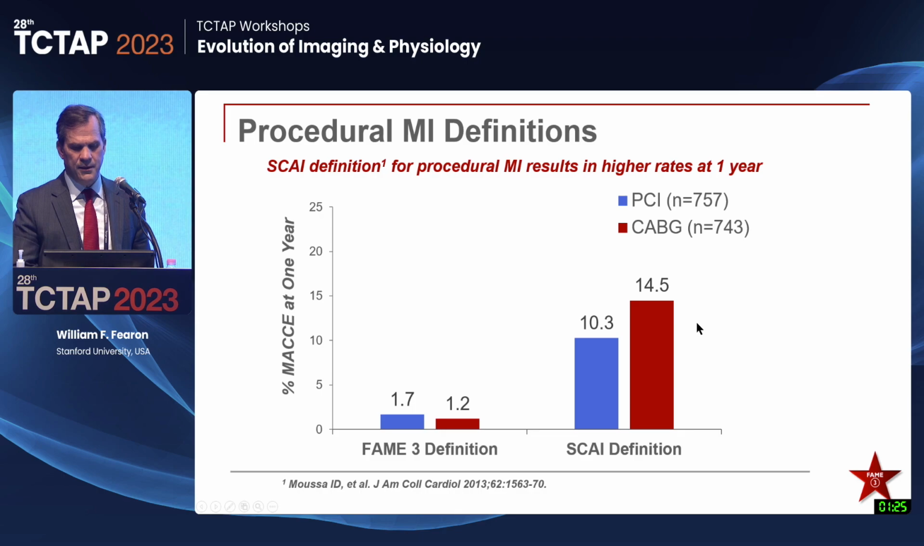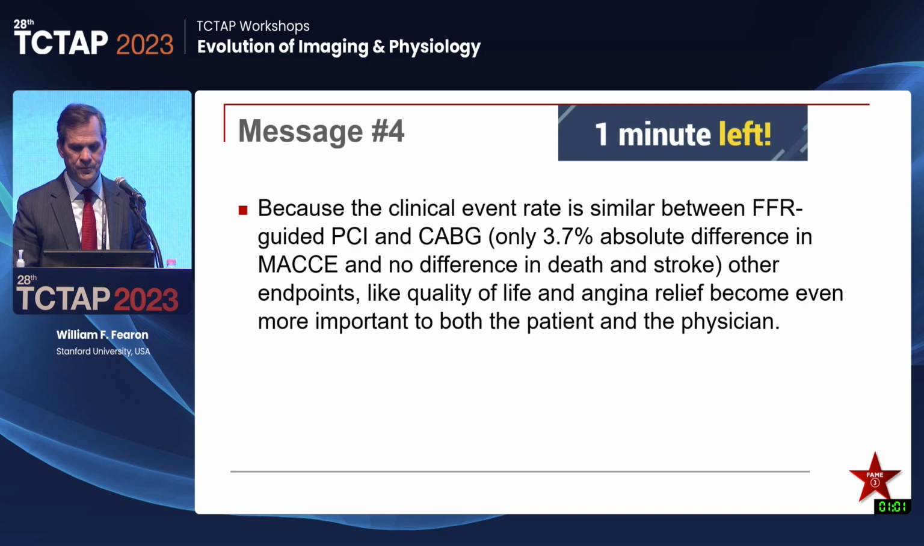If we had applied the Sky definition, you see a dramatic increase in procedural MI, and in fact, a 4% increase in the bypass arm compared with the PCI arm. So if this definition had been used, you can see that it would have completely changed the interpretation of the FAME3 trial. And I think it just highlights the fragility of myocardial infarction as an endpoint, although many call it a hard endpoint.